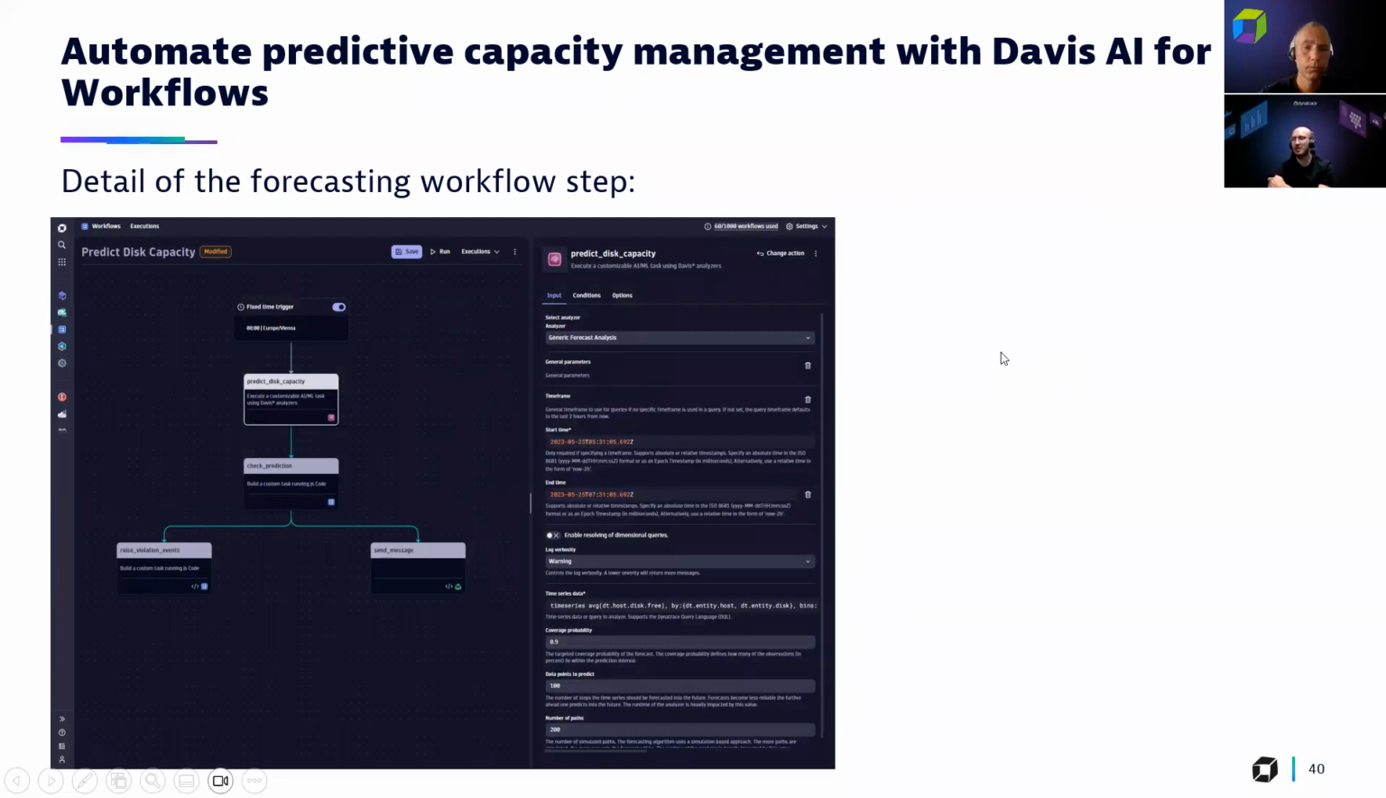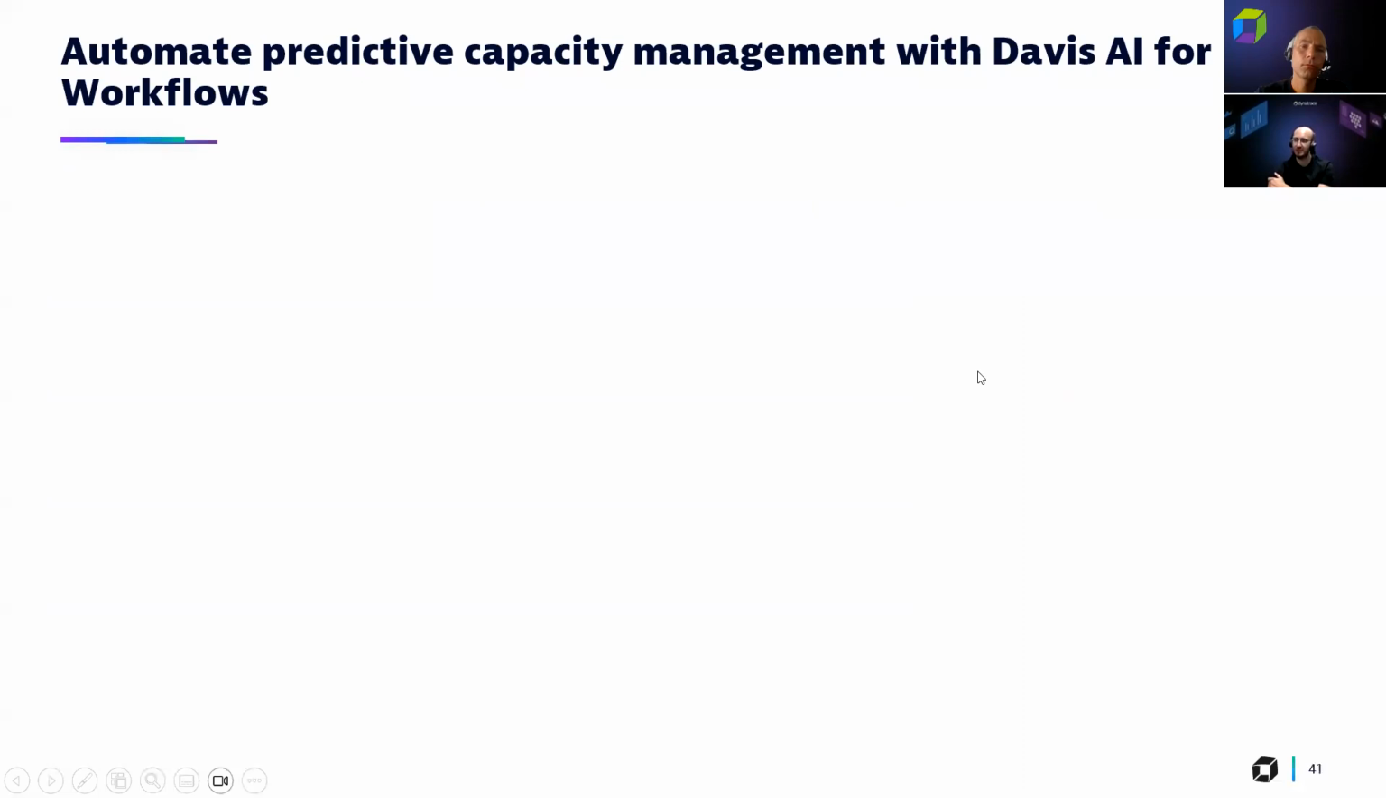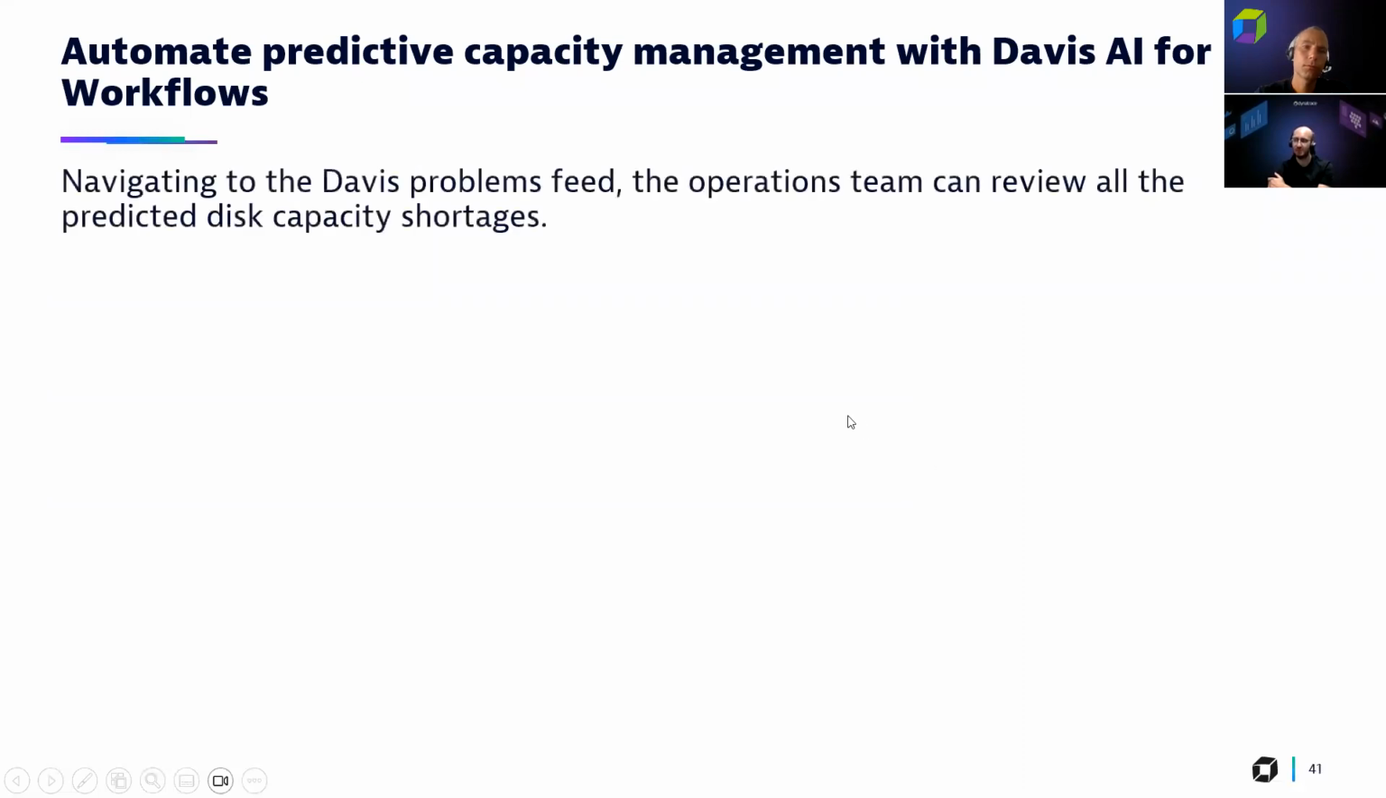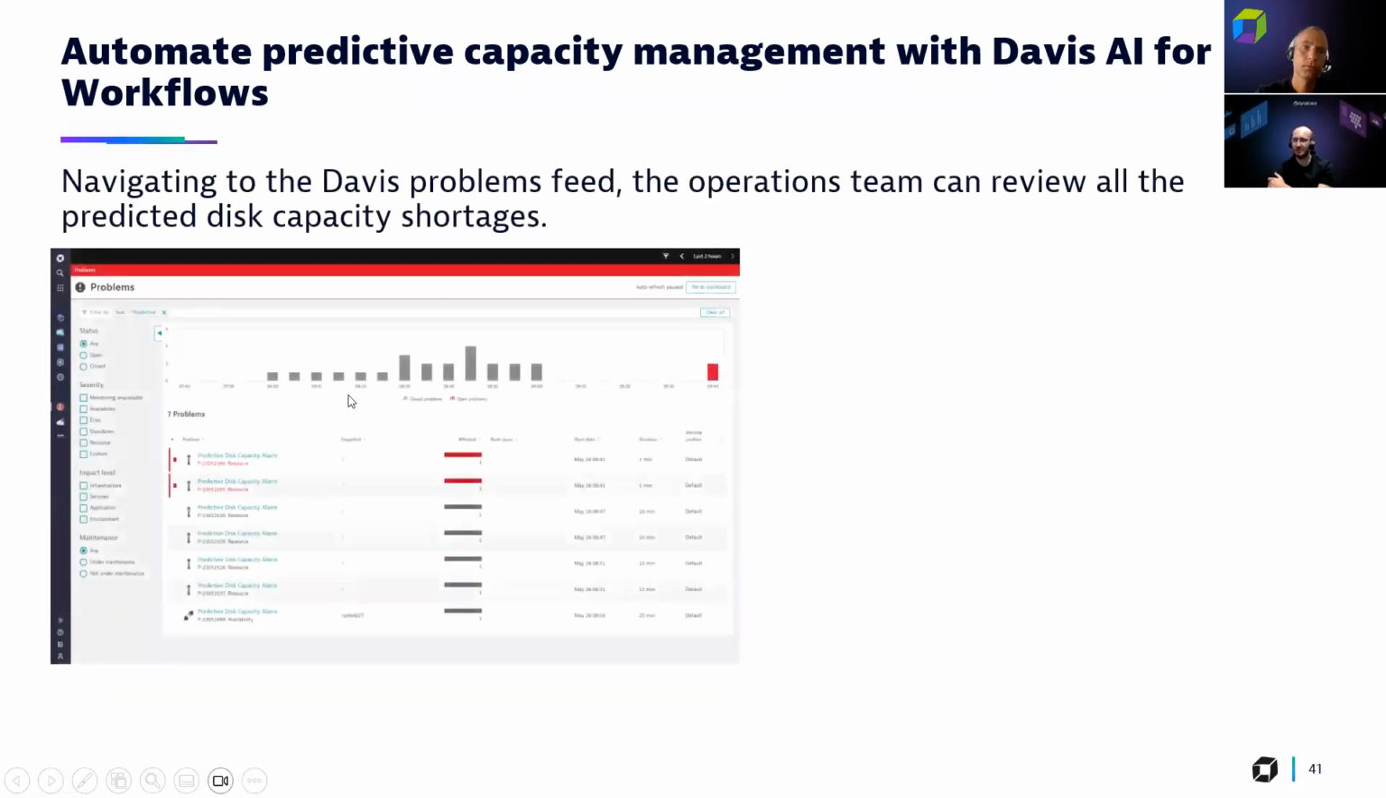It is how we use the forecasting that we mentioned in the previous blog post. Therefore, I don't put the details here, but these are all available together with the previous blog posts in the new one. So you can read all the details from Wolfgang's post. And of course, you can also navigate to Davis problem feeds. Your teams can review all predicted disk capacity shortages.